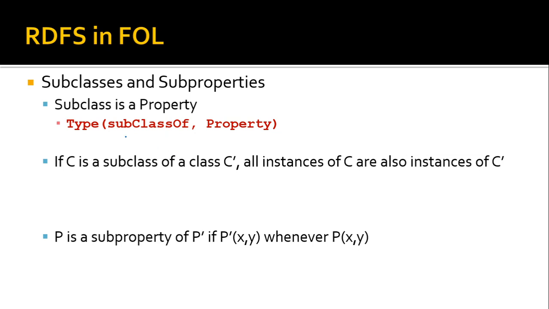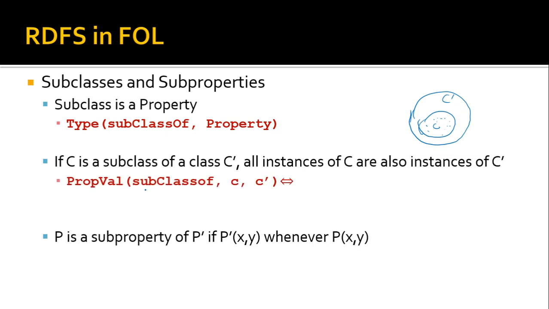Now how do you say that subclass is a property? Simply you say the type of subclassOf is property, right? Now how do you model something like this? If C is a subclass of C prime, then all instances of C are also instances of C prime. So here what we are doing exactly? You have this is your C prime and this is your C, right? And all the resources that are instances of C are also instances of C prime, right? So this is how we'll be writing.